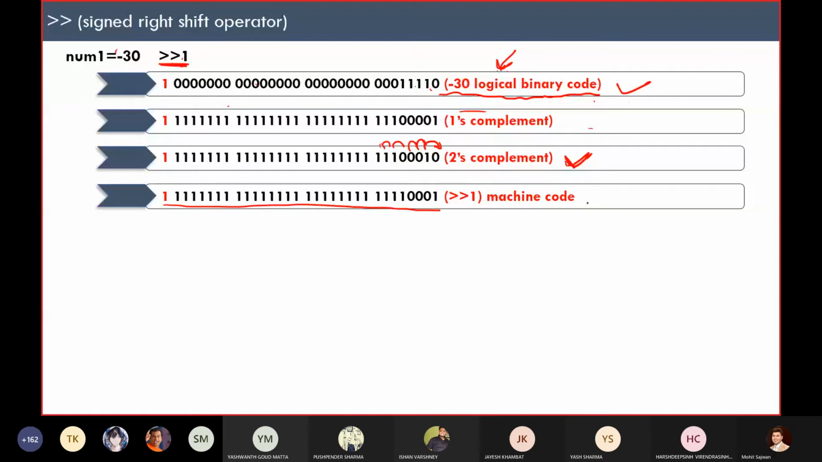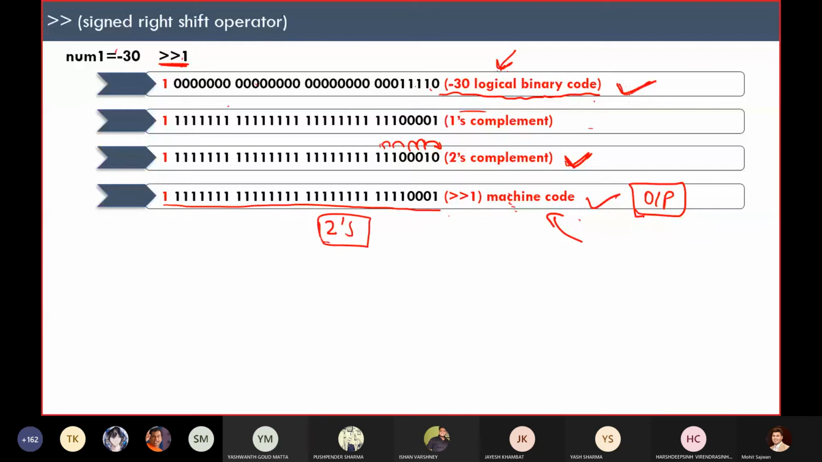Okay, so this machine code you will get over there, and this is the output number we are getting. But again, for a human, we cannot understand this code. You can interpret this situation like that: we cannot understand this code. So how are we going to understand it? Again, we have to perform 2's complement on this number.